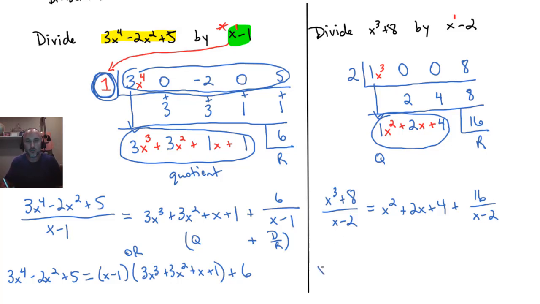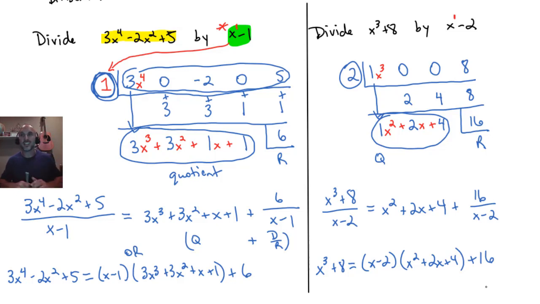Similarly over here we could say, well, x cubed plus 8 breaks down to be x minus 2 times our quotient, x squared plus 2x plus 4 plus our remainder. Okay, and that is synthetic division. Let's do one more just to really get a handle on this, and we'll call it a video.